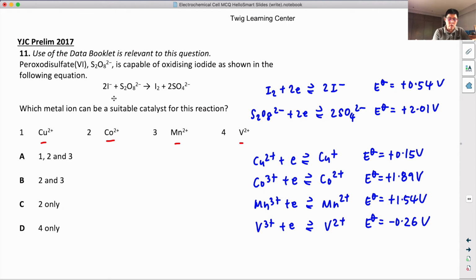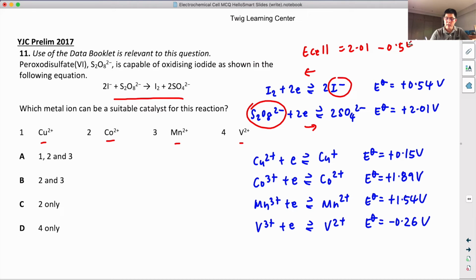So we have to break this overall equation into two half equations, right? So I minus is going to react with S2O8 2 minus, okay? And you can calculate the E cell here. You think about it, this is oxidation, this is reduction, and E cell is 2.01 minus 0.54, which is greater than 0. So this reaction is very feasible, okay? But they want to know which one of them can act as a catalyst.